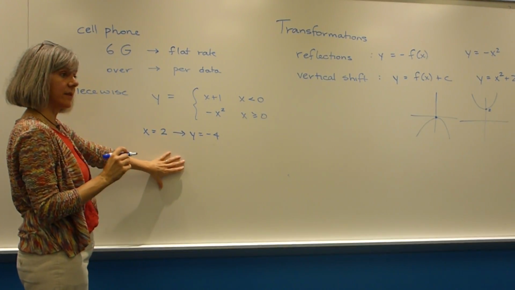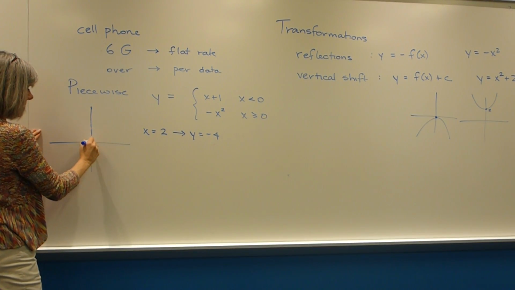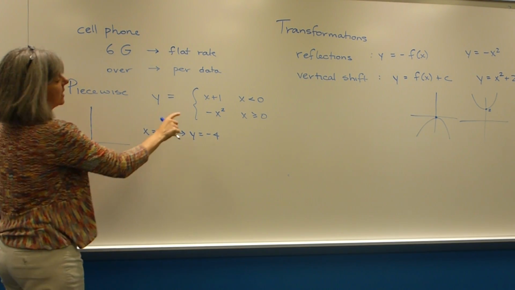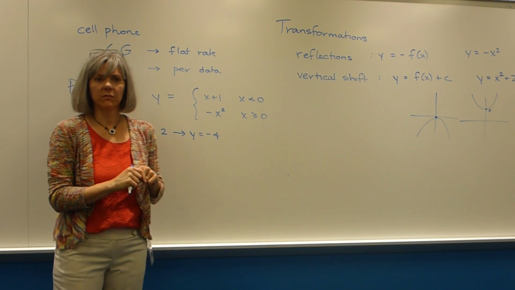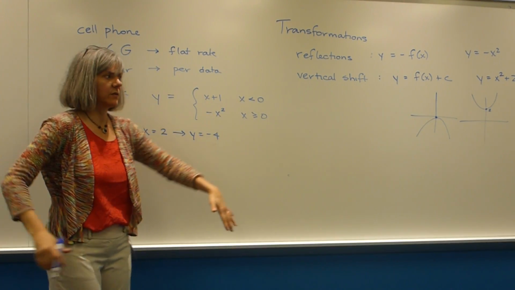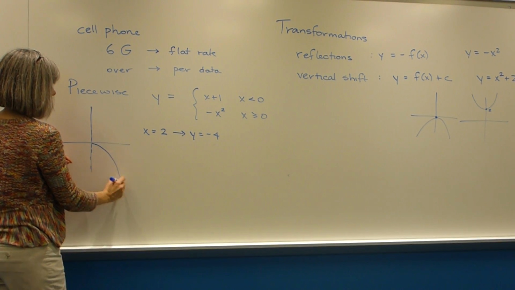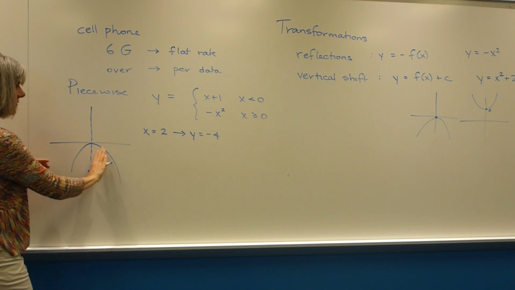So if I wanted to graph this, my breakpoint is here. That is not a vertical asymptote, just so we're clear. Let's do negative x squared first. What do we decide that looks like? A parabola, upside down. Is it shifted? No. So it's going to look like this. But is it good for the whole time? No, it's only good for the positive x's.